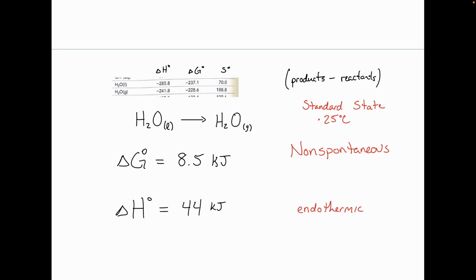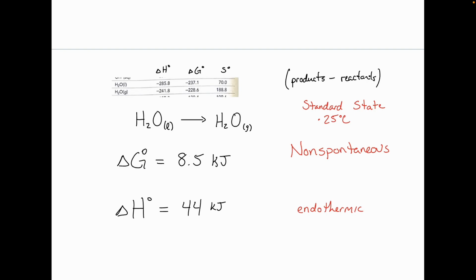Then we used our table to calculate our delta H of this reaction. We got this positive value, an endothermic reaction. That also checks out, because in order to go from a liquid to a gas state, those water molecules must absorb thermal energy, which means it's an endothermic process.